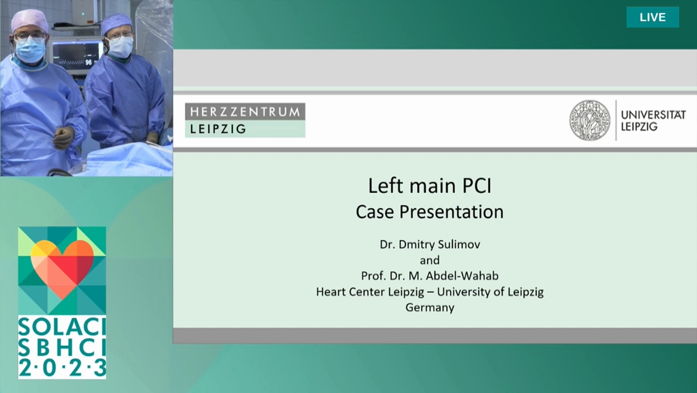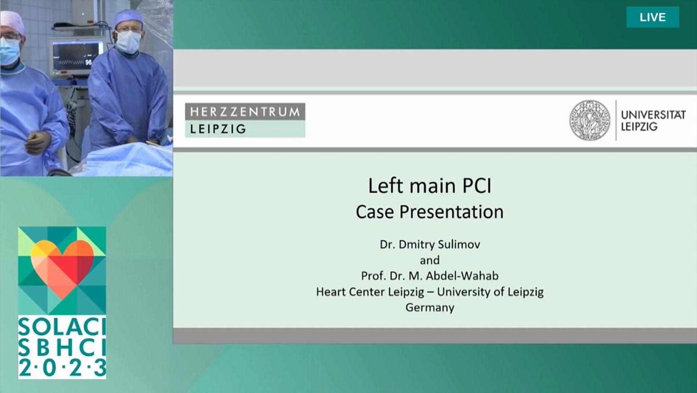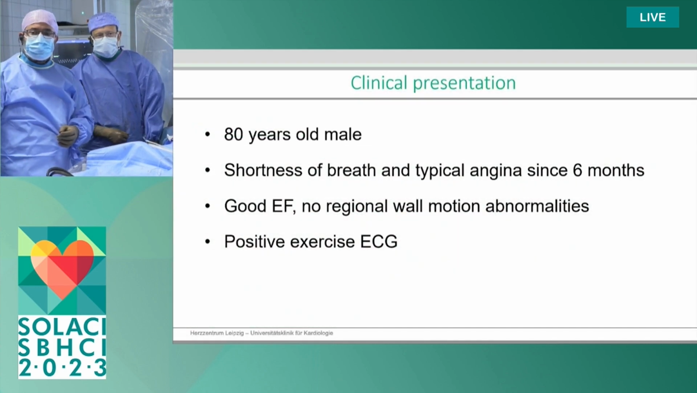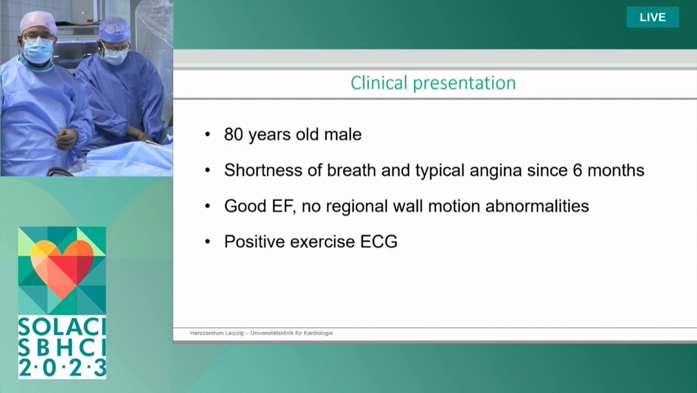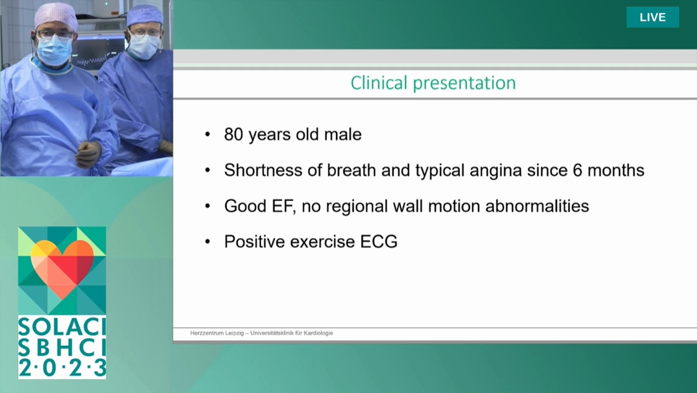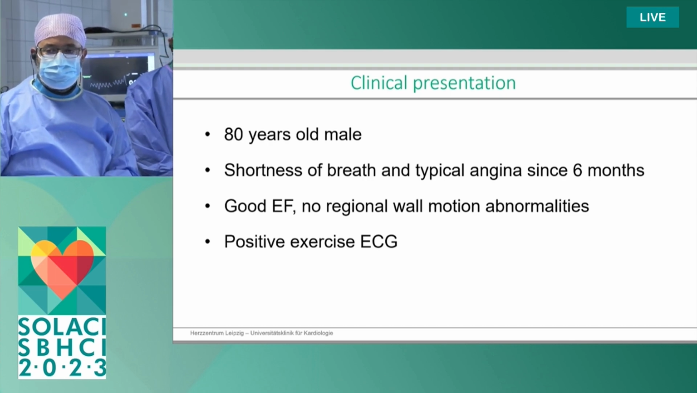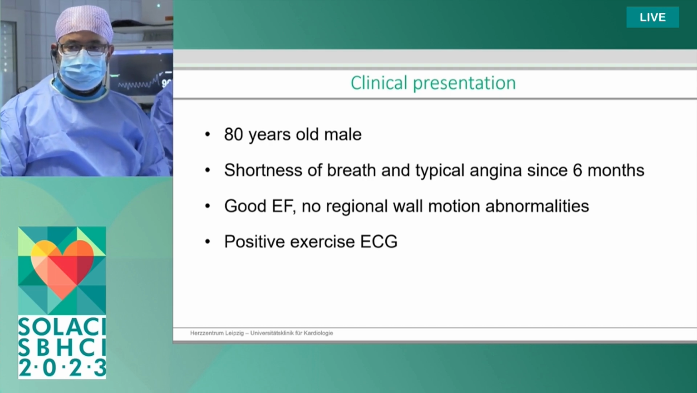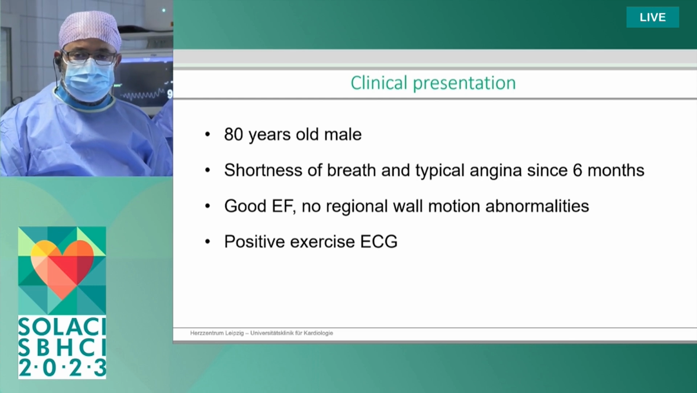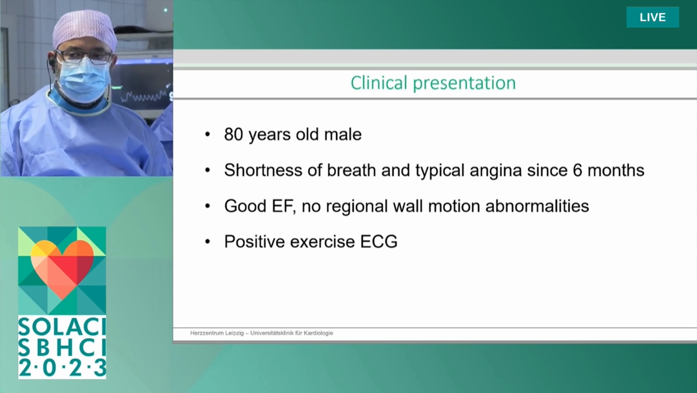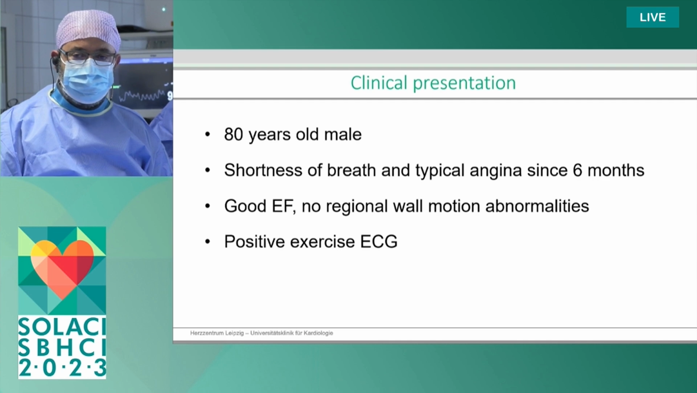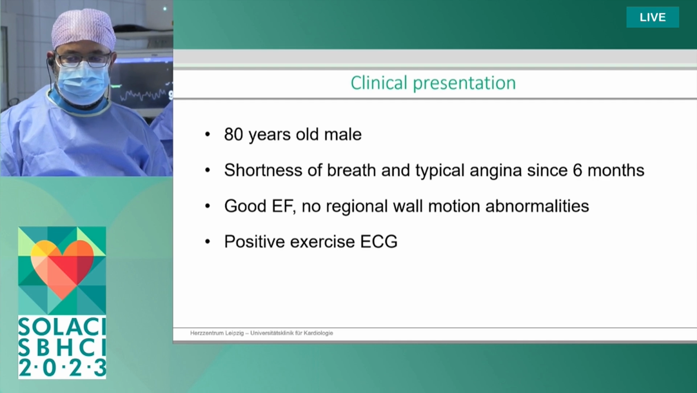So it's a left main PCI. Next slide, please. This is a male patient who's 80 years old. He's symptomatic, so having shortness of breath and actually typical angina since 6 months. Good LV function, no regional wall motion abnormalities, and he had a positive exercise ECG. So if you go to the next slide, please.